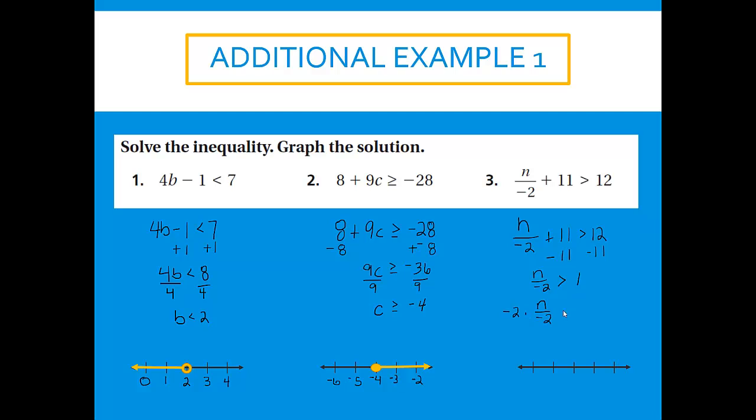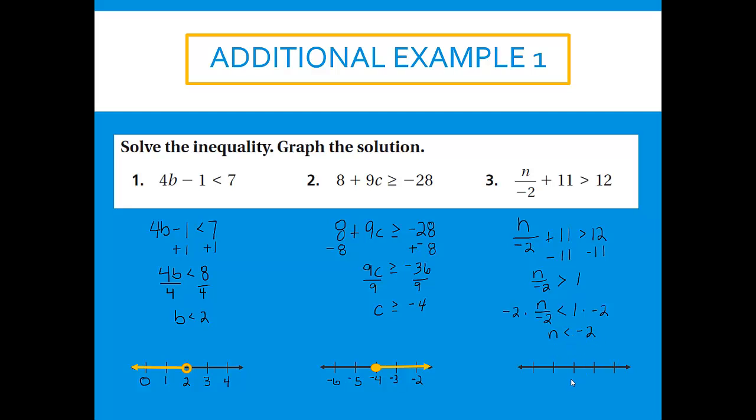And since we're multiplying by a negative, we need to reverse our inequality symbol, so we're going to have less than, and then we had 1 times negative 2. So now we're going to have that n is less than negative 2.